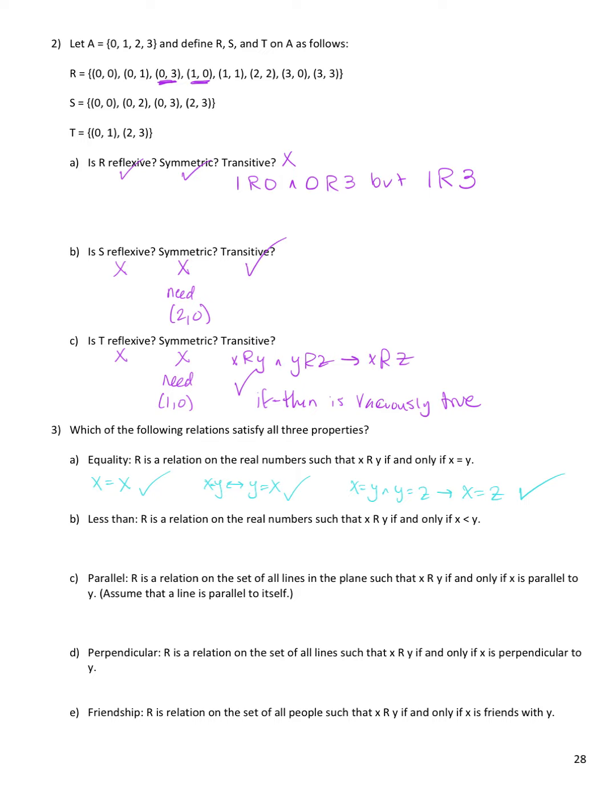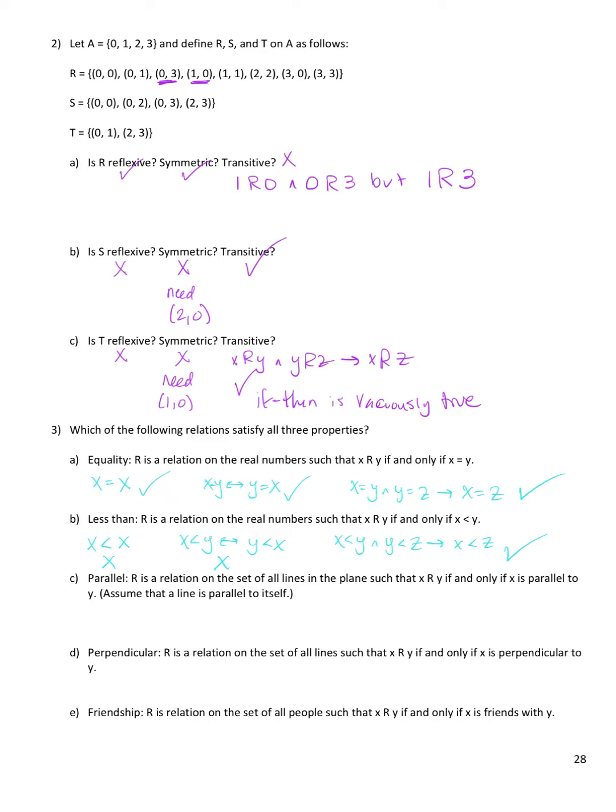How about less than? Is X always less than itself? No, right? Unless I did less than or equal to, that's not true. How about X less than Y if and only if Y is less than X? That's definitely not true. They can't both be true. And then how about if X is less than Y and Y is less than Z? Does that mean X has to be less than Z? That is true. So less than is transitive, but it's not symmetric and it's not reflexive.